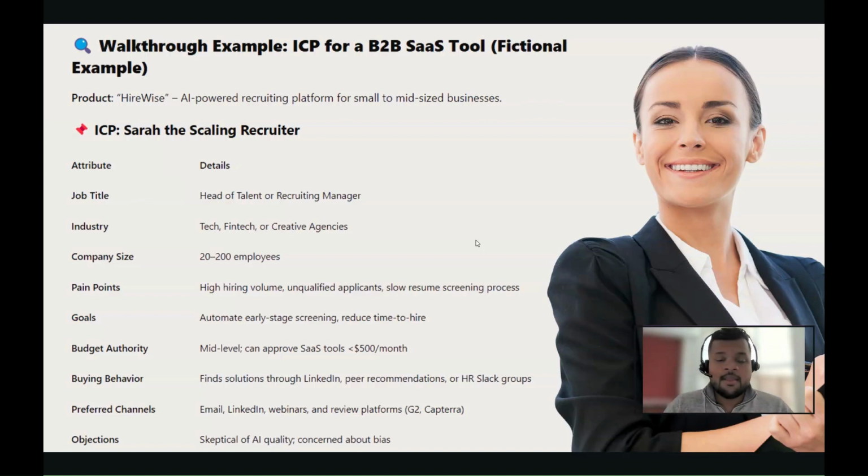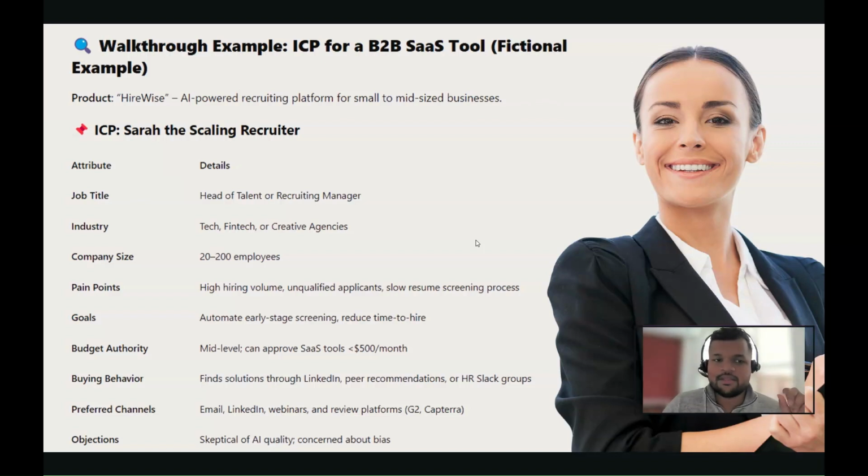Now, the persona of this person that we are going to serve with HireWise is, we are calling it Sarah, the scaling recruiter. And let's understand why going through these personas and really going through what a day in the life of our customer or consumer looks like is very important. Otherwise, you'll not get a good gauge of what problems you're trying to solve for.